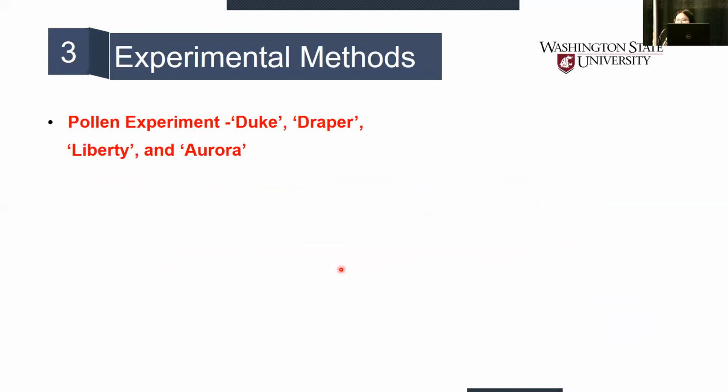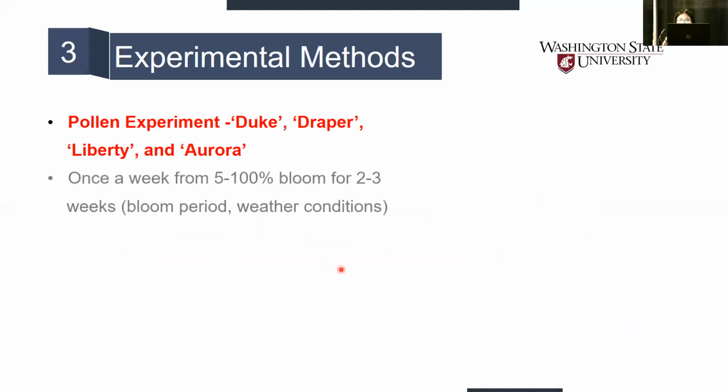And first, we collected the pollen from these 4 cultivars once a week from the 1st of May this year, during the whole blooming season. In total, we collected 2 to 3 times for each cultivar according to the bloom period and weather conditions.